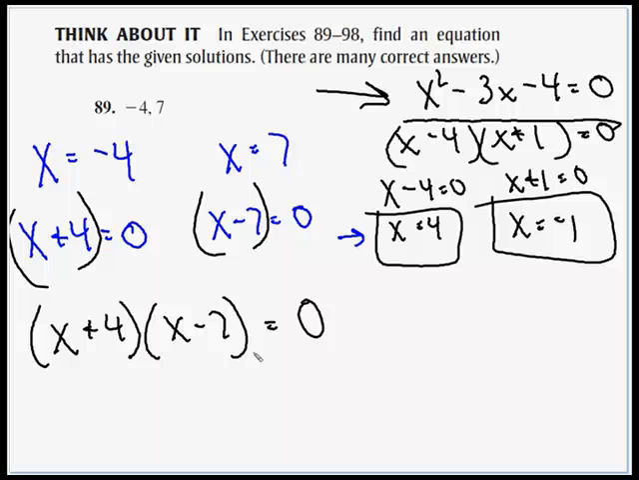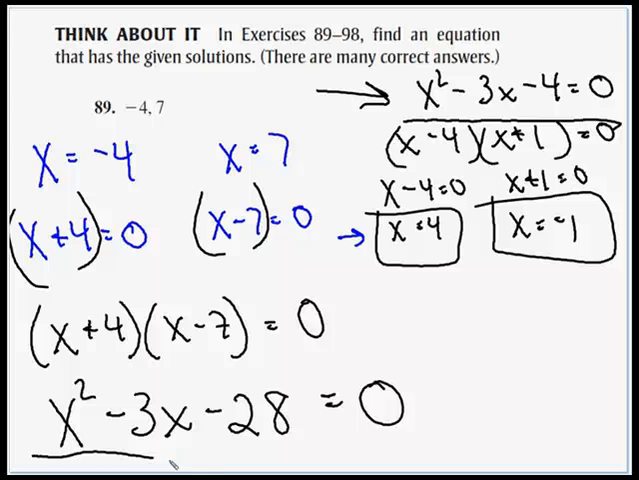X plus 4 times x minus 7 equals 0. Put those together. Now we have two binomials that we're multiplying together. Let's FOIL them out. X squared, and then we'll have a minus 7x and a plus 4x, which is a minus 3x. 4 and negative 7 multiplied to minus 28. And there is our equation that will yield those solutions. So we just worked backwards. So there are a couple of those in the homework.